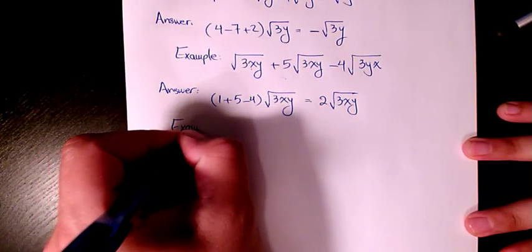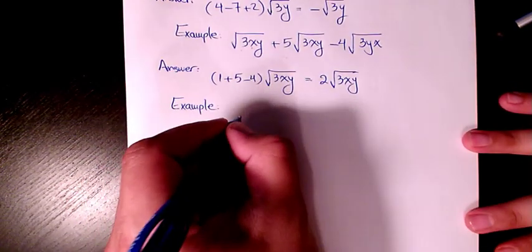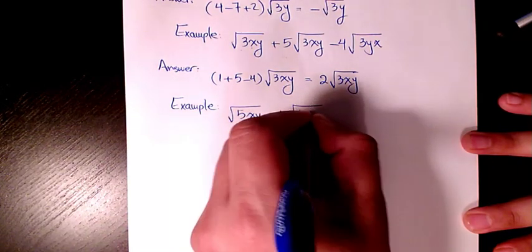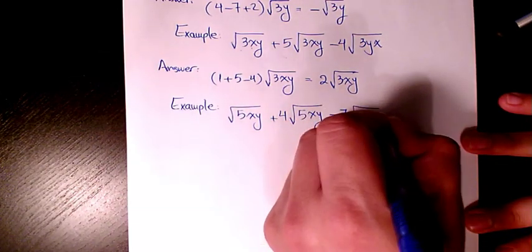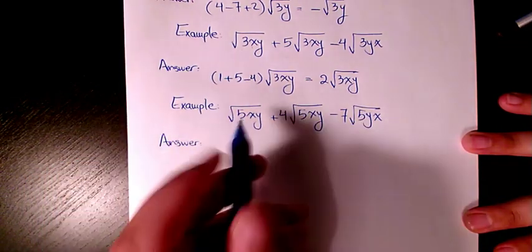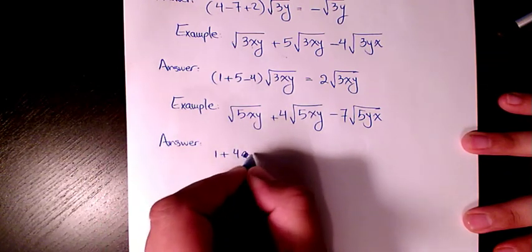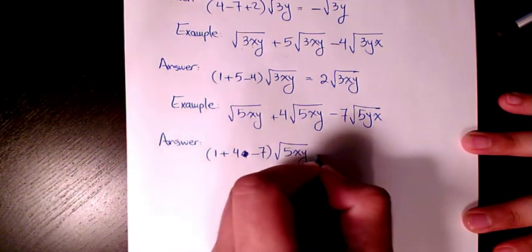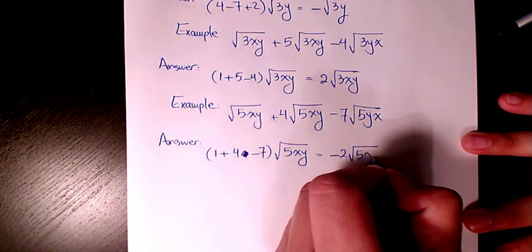Next example, we have root 5xy plus 4 root 5xy minus 7 root 5yx, or xy. Both of them are the same thing. The answer, all like terms, so we have positive 1, positive 4 minus 7 root 5xy. 1 plus 4 is 5, 5 minus 7 is negative 2 root 5xy.